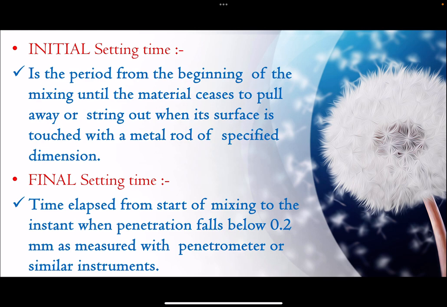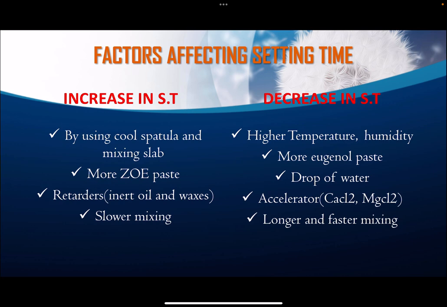Initial setting time means it is the period from the beginning of the mixing until the material ceases to pull away or string out when its surface is touched with a metal rod of specified dimension. Final setting time is the time elapsed from the start of mixing to the instant when the penetration falls below 0.2 mm as measured with a penetrometer or similar instruments.